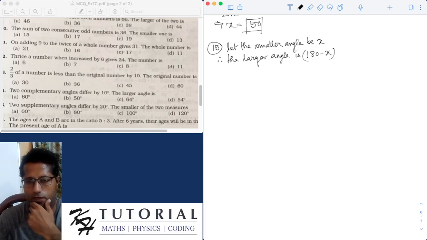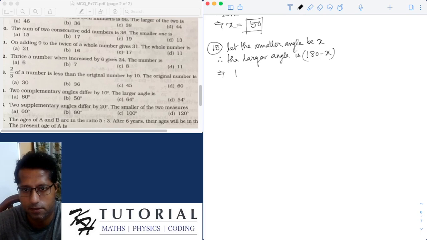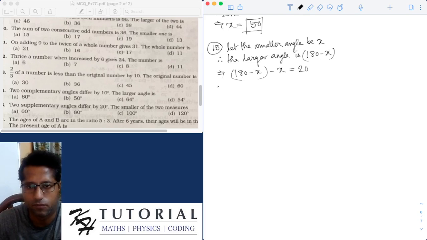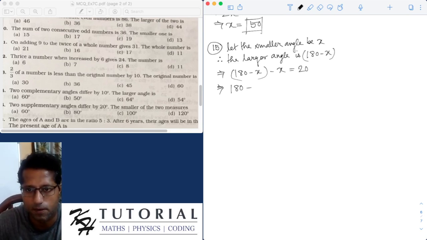So in terms of the variable, we know that the larger one is 180 minus x and the smaller one is x. Now the fact it has given is that the difference of the two angles is 20 degrees. The difference means the difference of the larger angle and the smaller angle. The larger angle is 180 minus x, minus x, and this difference is given to be 20. We have to solve this equation now. If you open the brackets, we get 180 minus x minus x equals 20.